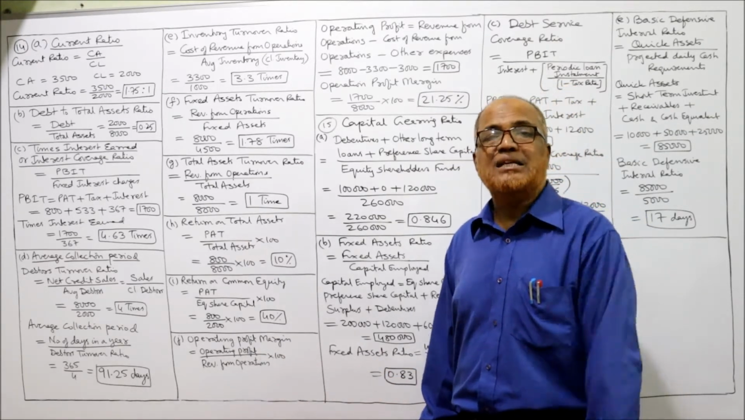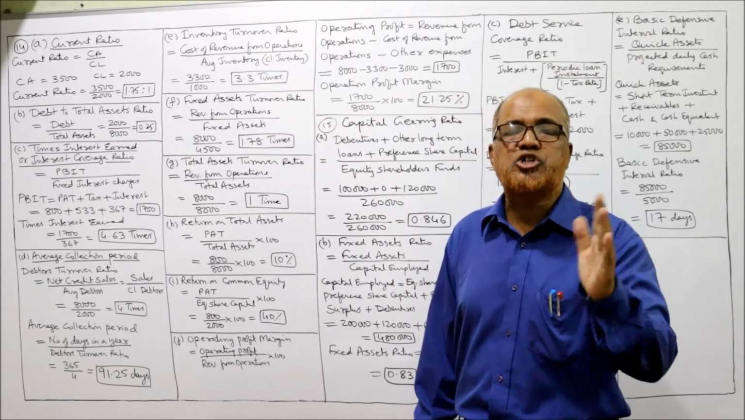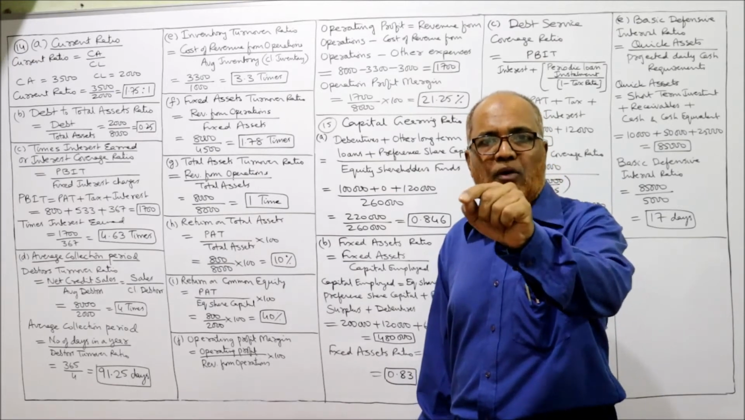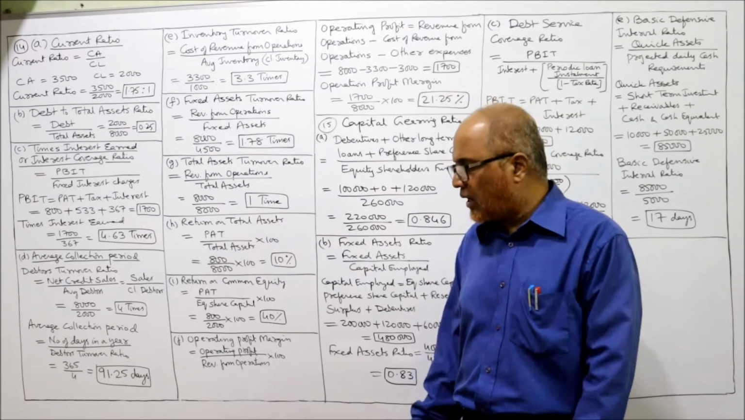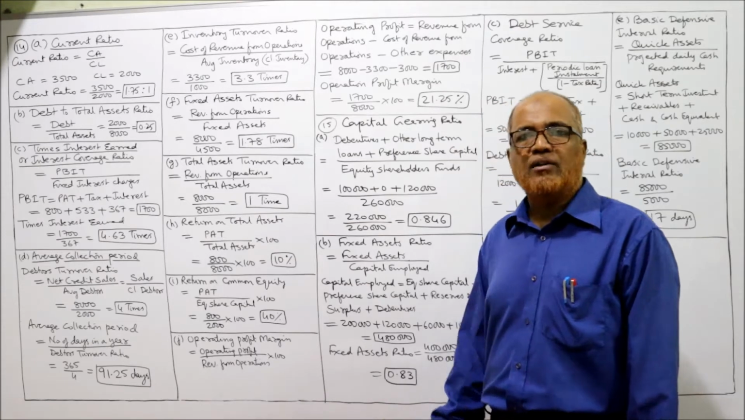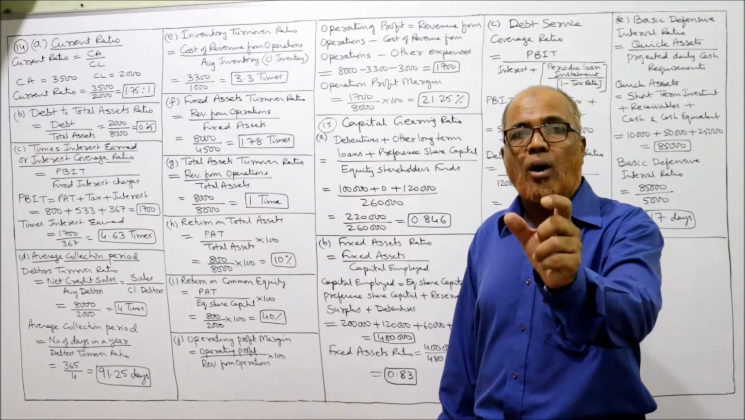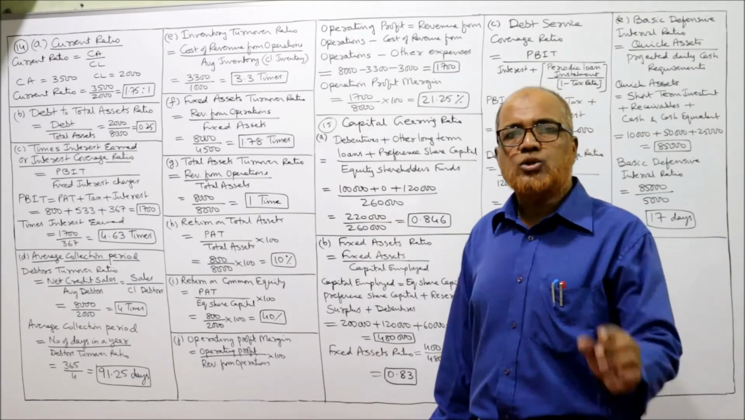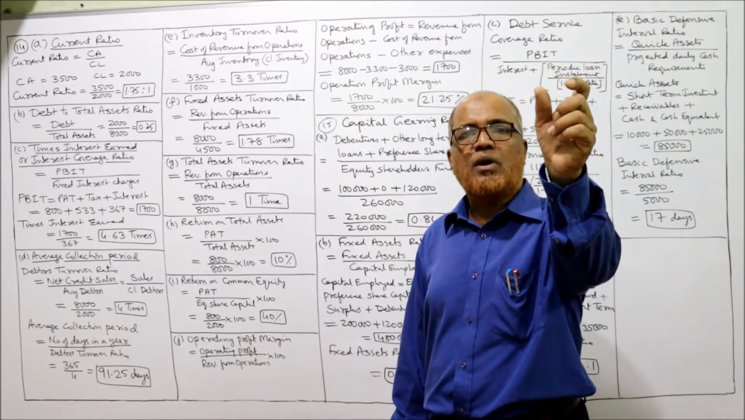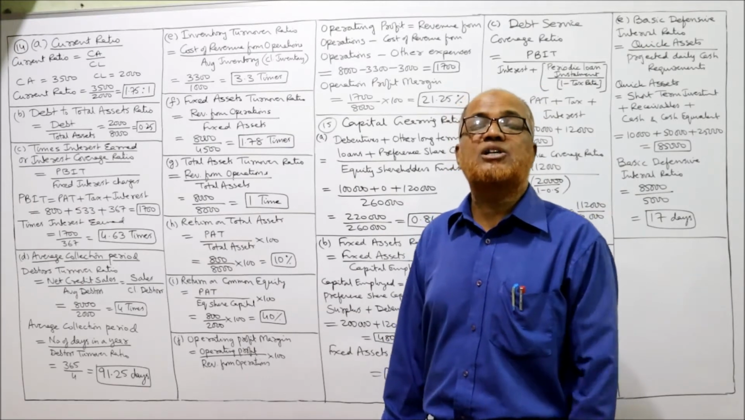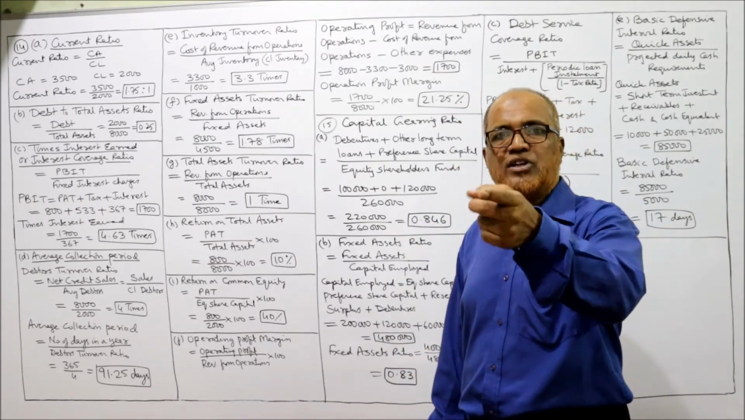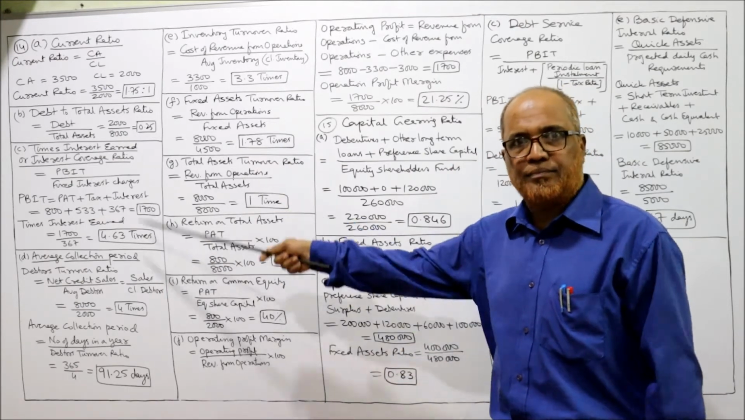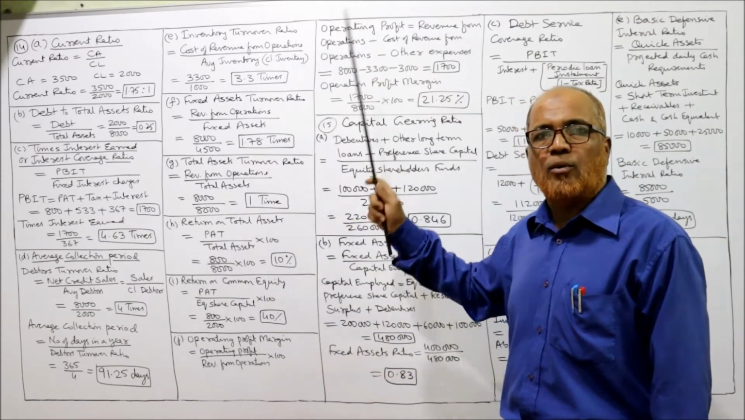Next one, operating profit margin. This is called operating profit ratio. It's a profitability ratio. The formula is operating profit divided by revenue from operations into 100. Operating profit is not given in the problem. We have to calculate operating profit. Actually, operating profit means gross profit minus operating expenses. But we don't have gross profit right now.